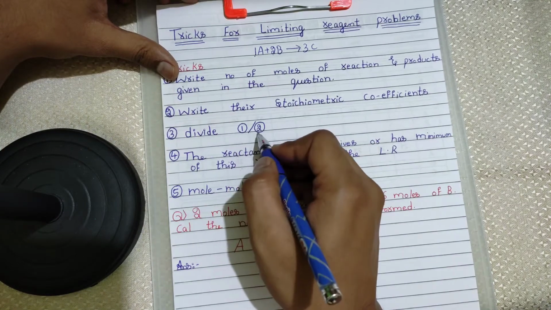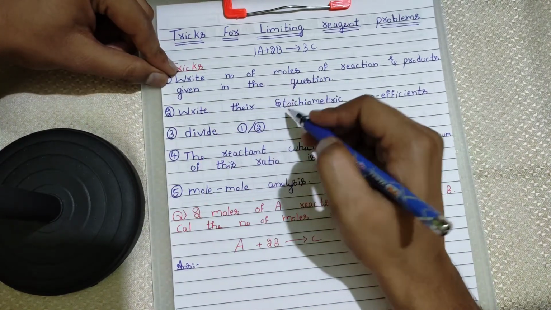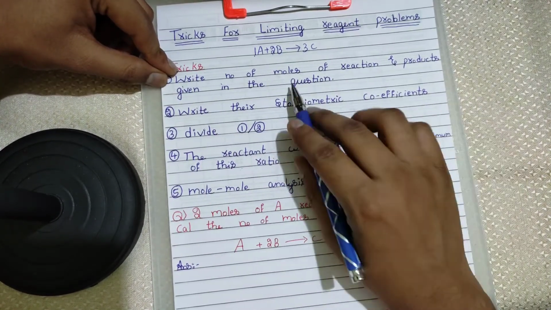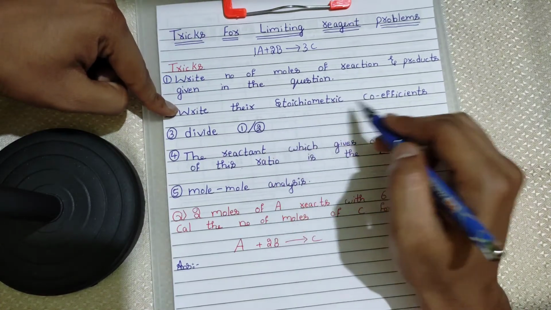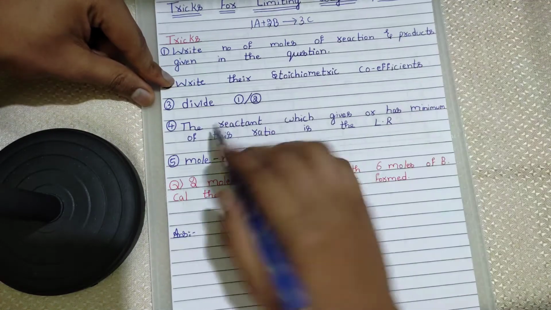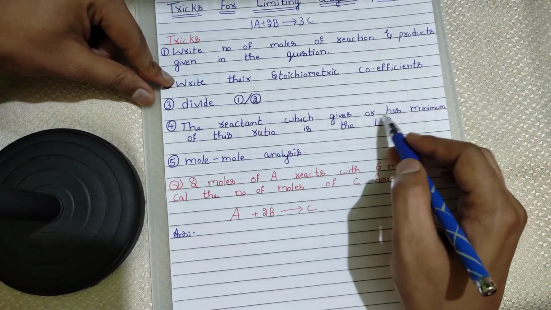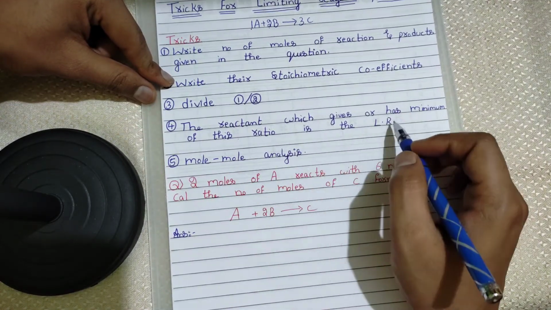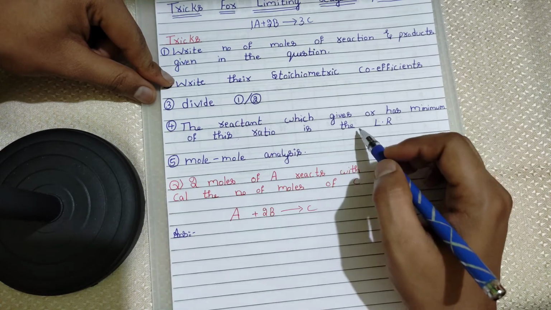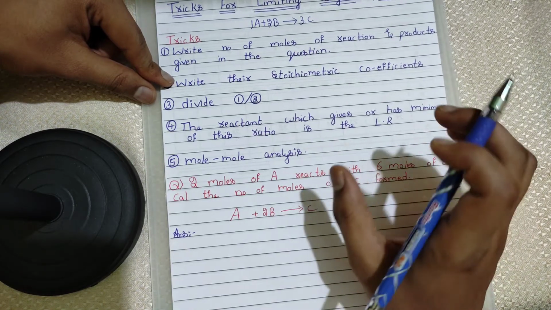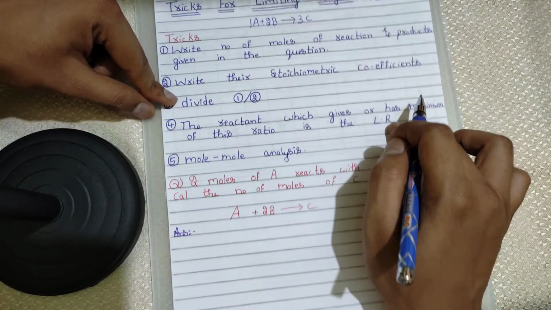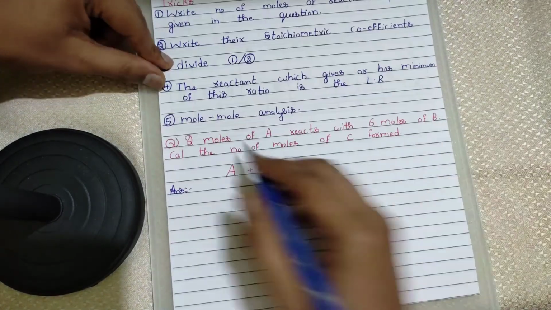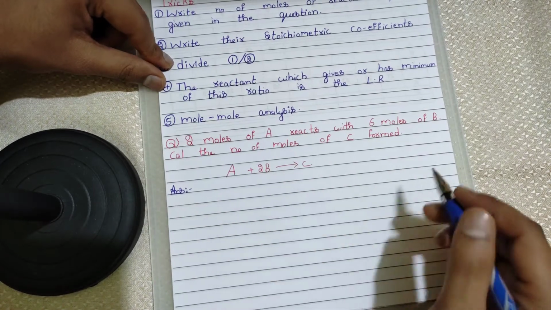Divide by the stoichiometric coefficients, which means divide the number of moles by the stoichiometric coefficients. Whatever moles they gave you in the question, divide them by the respective stoichiometric coefficients. Next, the reactant which has the minimum ratio is the limiting reagent. I'll explain this line while solving the question. Whichever gives the minimum ratio after dividing, that becomes the limiting reagent. Next, mole analysis. I'll explain the mole analysis while solving the question.